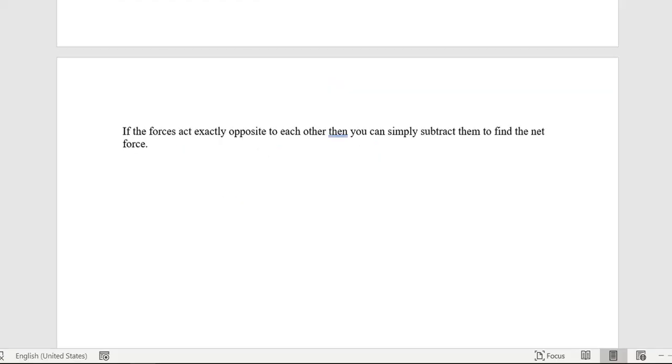Now, if the forces are exactly opposite to each other, then you can simply subtract them to find the net force. So for example, let's say I have this as 5 newtons, and this is 10 newtons, and I say, well, what's the net force acting on this object? And let's call this side the positive direction and this the negative direction. It doesn't really matter, but that's what I've decided. So it's going to be 5 newtons plus negative 10 newtons.